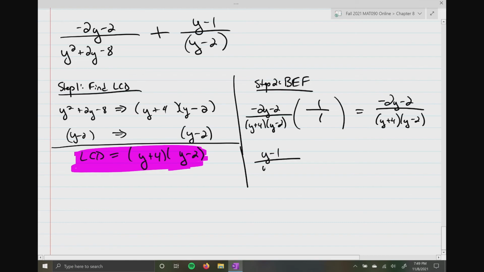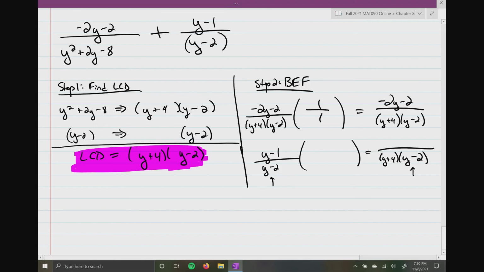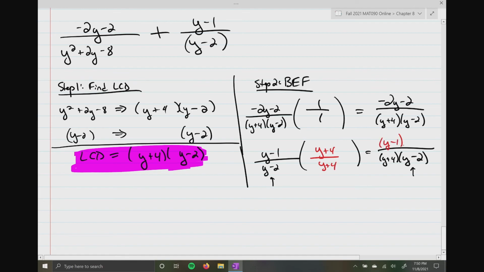Now, for the second fraction, it's going to be y minus 1 all over y minus 2. I'm going to multiply this by something so that I get y plus 4 times y minus 2 for my denominator. If you compare, I already got the y minus 2. The only thing I need, y plus 4. So y plus 4 over y plus 4. So my new equivalent numerator is going to be the quantity y minus 1 times the quantity y plus 4.